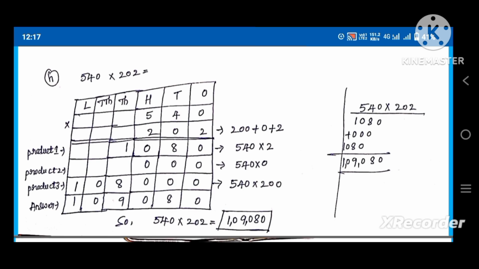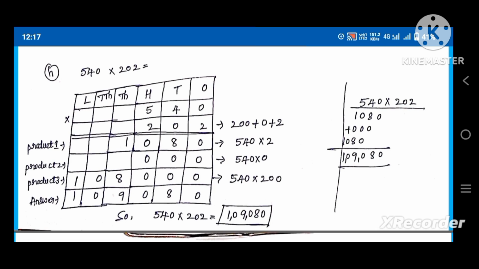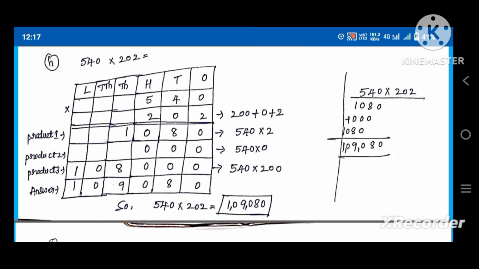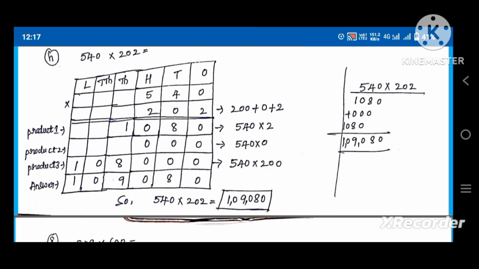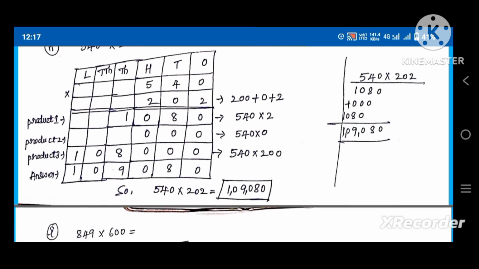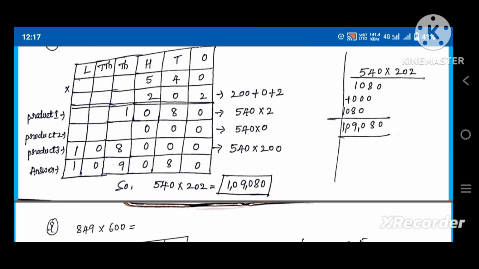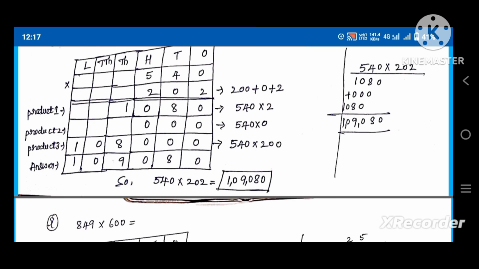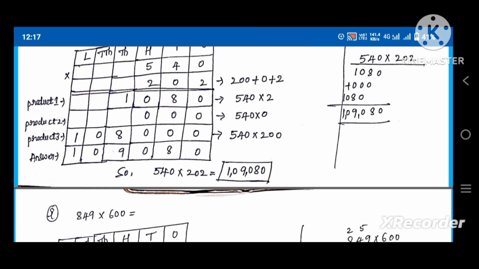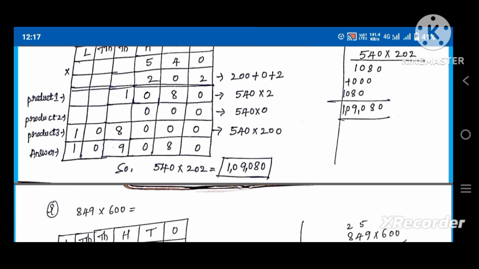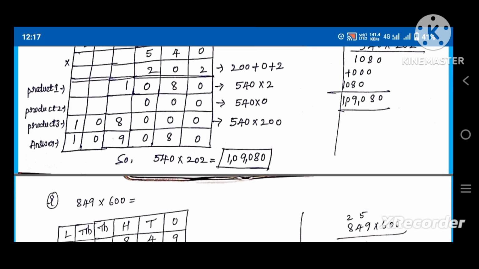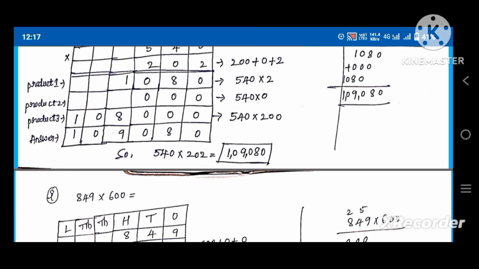Question number H is 540 into 202. 540 is multiplied by 202. 202 means 200 plus 0 plus 2. Product 1 is 540 into 2 is 1080. Product 2 is 540 into 0 is 0. Product 3 is 540 into 200 is 1,08,000. Add the three products and get the answer 1,09,080. Question number I, 849 into 600.